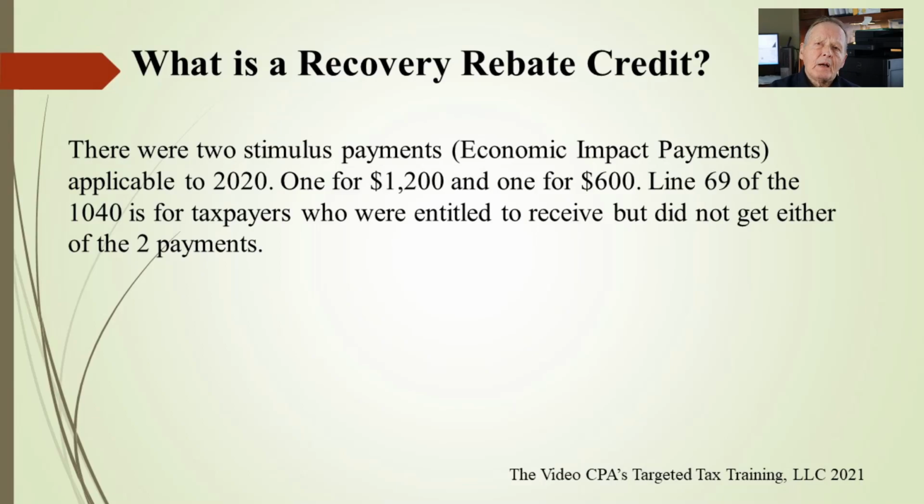Let's talk about what a recovery rebate credit is. This is on line 69 of the 1040, which is on the second page. In 2020, there were two economic impact payments, or stimulus payments, sent out by the government. One was for $1,200 for most people. The other was $600. Now, there could have been some limitations on that, but those were the general amounts for the majority of American adults. You should have got both of those. Now, the $600 may have come in 2021, but it's still considered a 2020 stimulus payment.